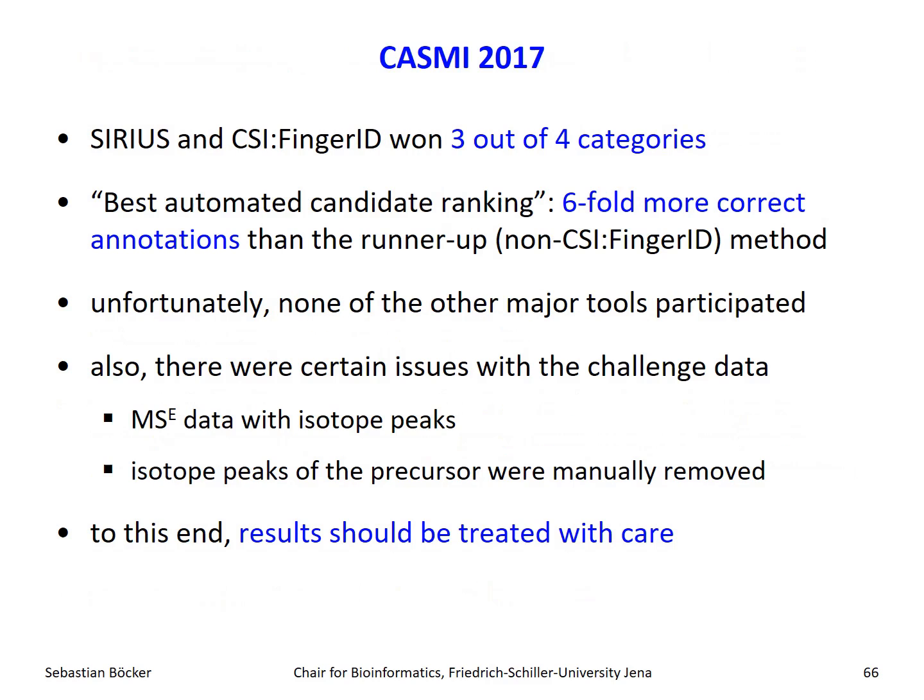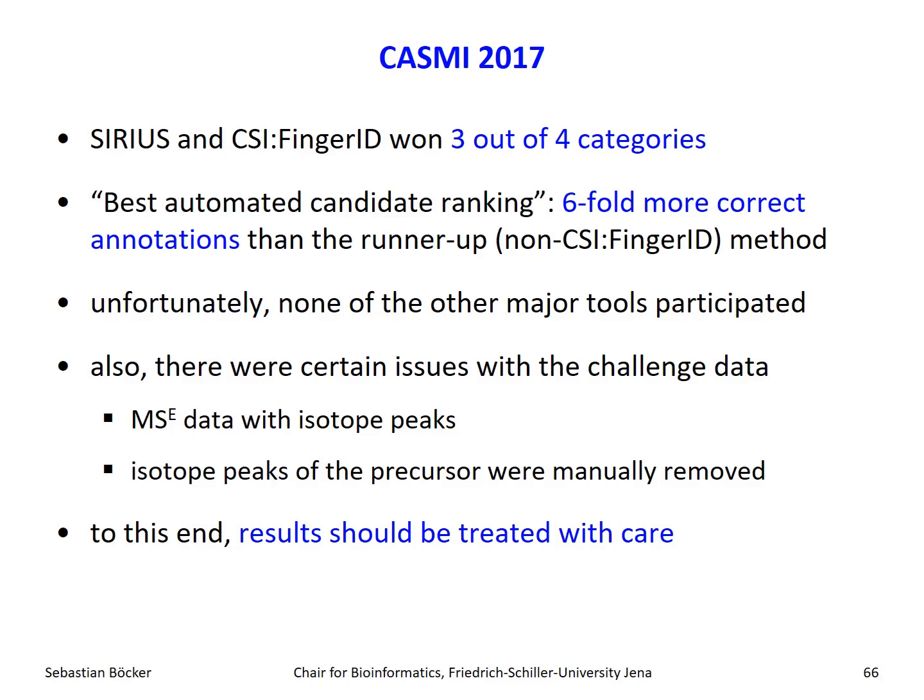So this was not the last challenge. There was another challenge in 2017 where we officially won 3 out of 4 categories. We were declared the best automated candidate ranking method, and we got 6-fold more correct annotations than the runner-up, where I have to say, again, CSI:FingerID and CSI:FingerID IOKR are different flavors of the same idea. But compared to the next non-CSI:FingerID method, we got 6-fold the correct annotations. But then none of the other major tools participated.